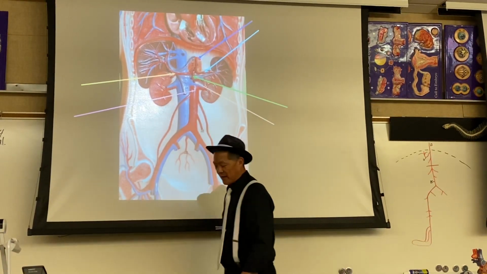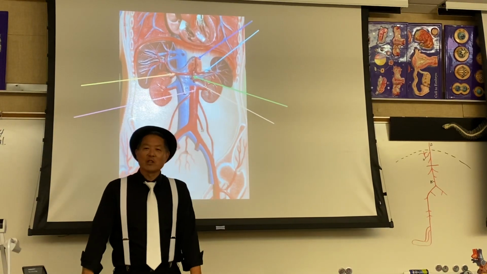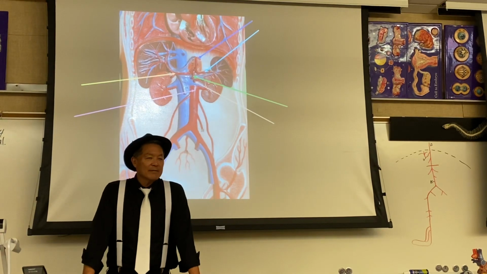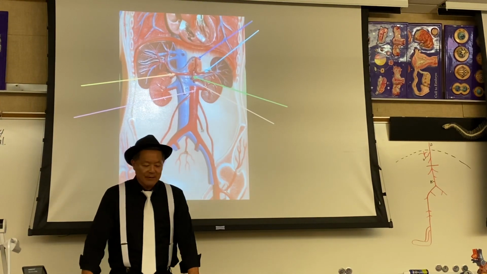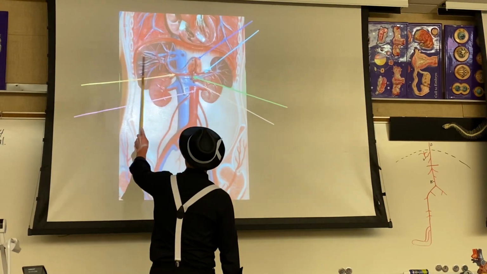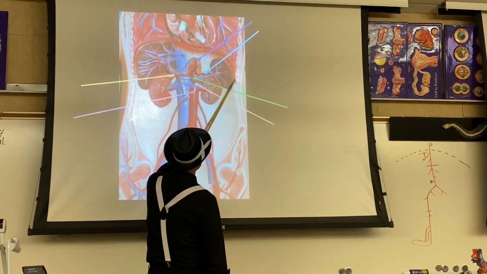What you need to write over here next to this section is the liver is always on the right, spleen is always on the left. Liver is always on the right, spleen is always on the left. Okay. Liver is always on the right, this is anterior view. Spleen is always on the left.